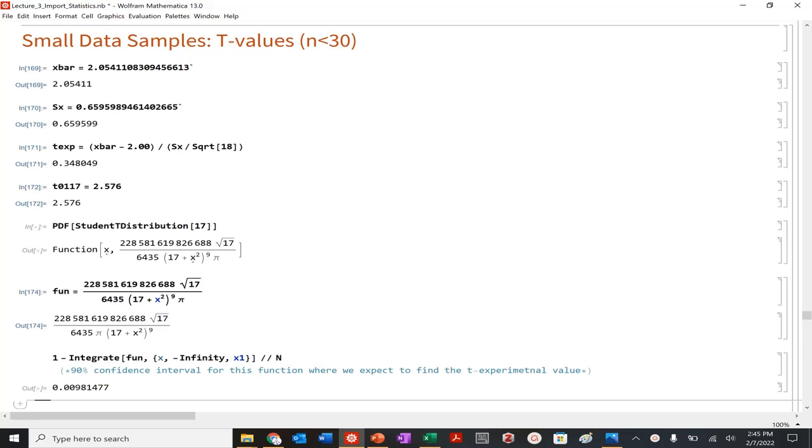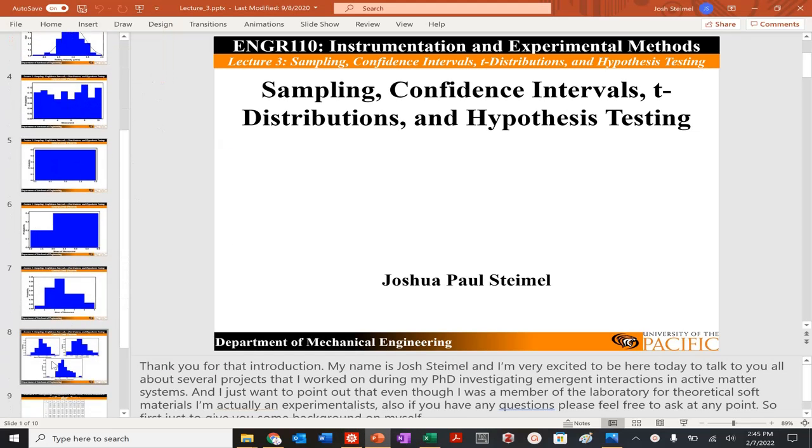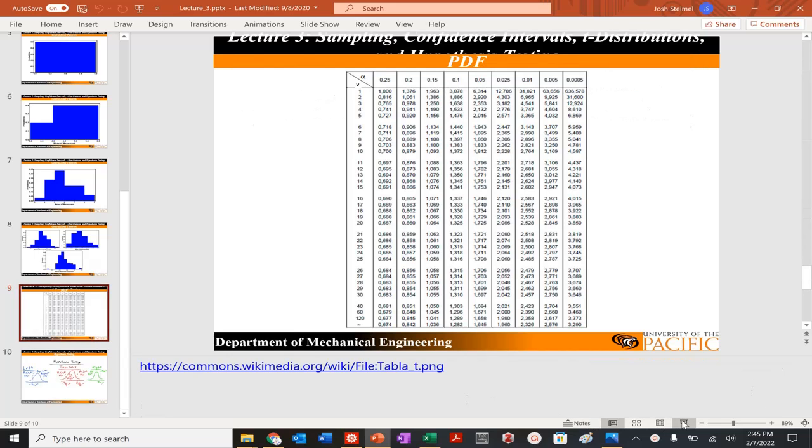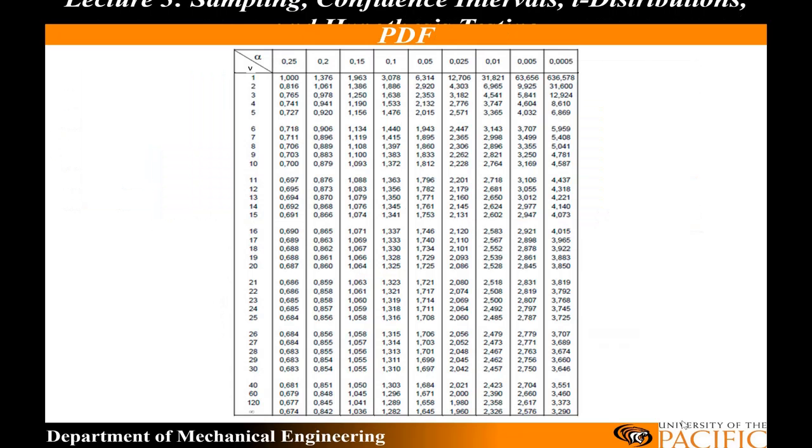Hi everyone, we are back, and now we are going to look at how we are going to analyze small data sets, so specifically when n is less than 30. One of the problems that small data sets present is that we can no longer use our z tables or our z Gaussian distributions.